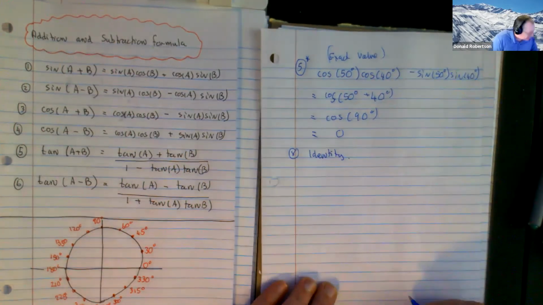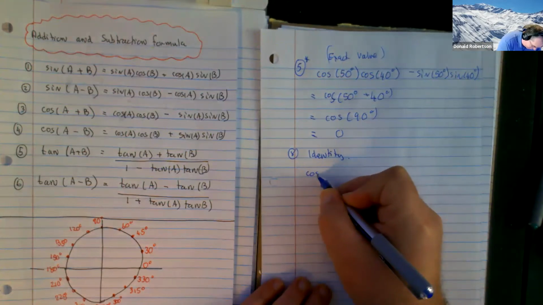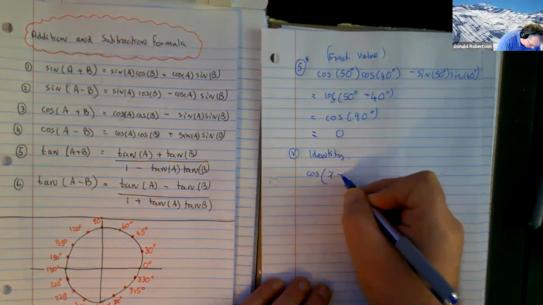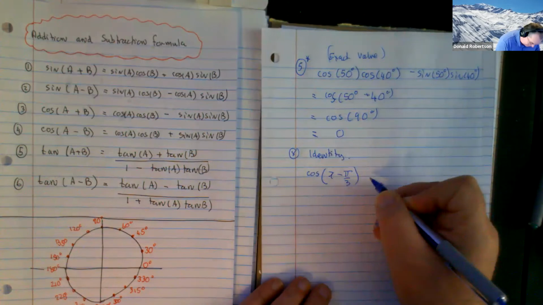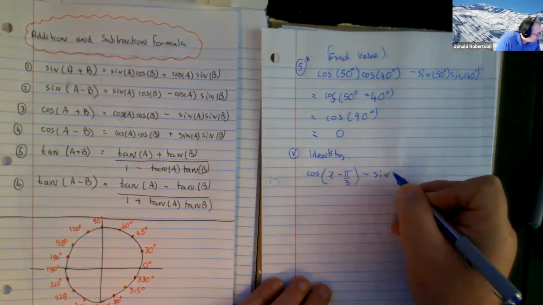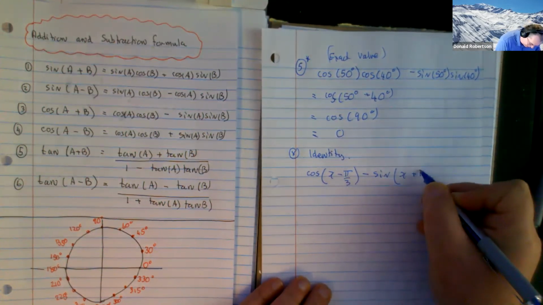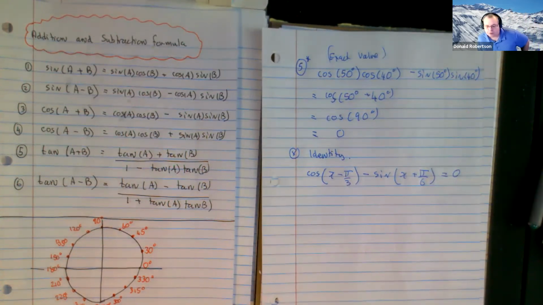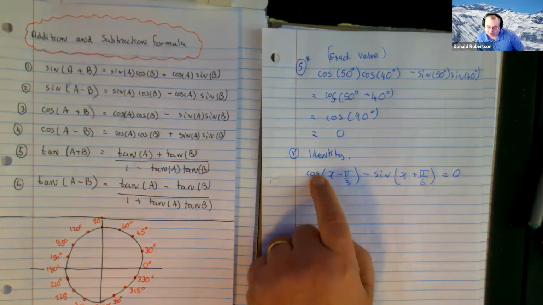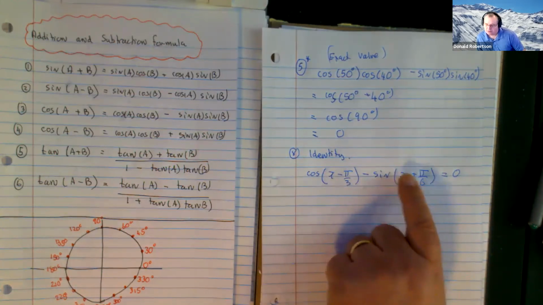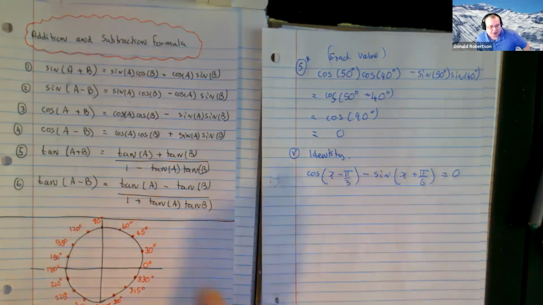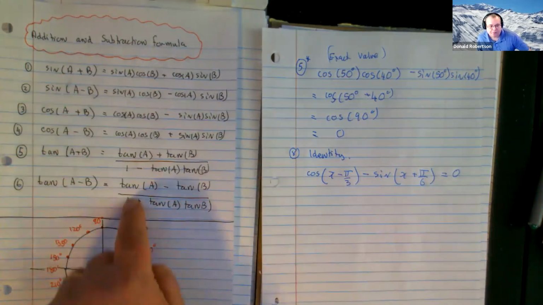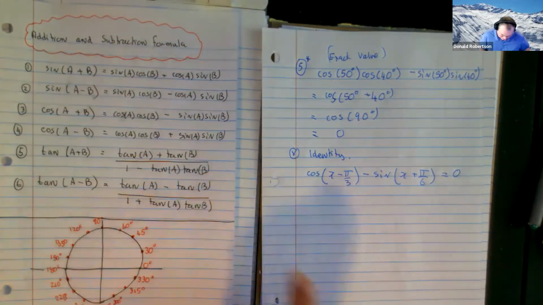So let's do an identity question. Right, we did them yesterday. The cosine of x take away pi upon 3, subtract the sine of x add pi upon 6 is equal to 0. And our job is to prove that. I have to prove that this guy, take away that guy, is 0. And we're going to use the addition and subtraction formula to help us.